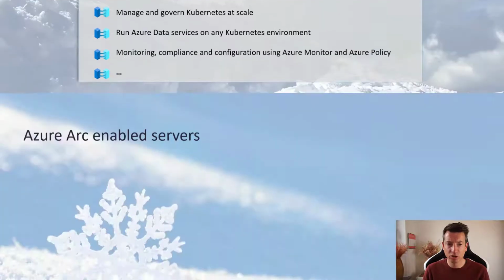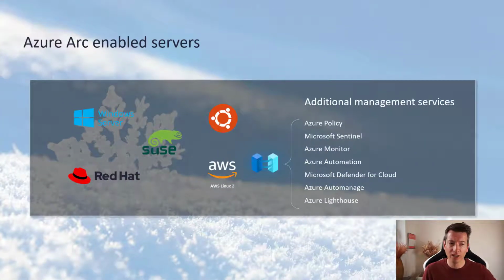So Arc-enabled servers, what will it provide you? Like I said, it will onboard different kinds of operating systems, not only Windows Server, but also the Linux variants. And it will give you additional management services, right? It will give you Azure Policy, you can have Microsoft Sentinel, Azure Monitor, you can go with the automation accounts that will rule your on-premises VMs in the same way as they do management on your Azure VMs, so that's very nice. You can have Defender for Cloud that not only protects your Azure resources but also your on-prem resources. Very nice that you have one security flavor that you can use.